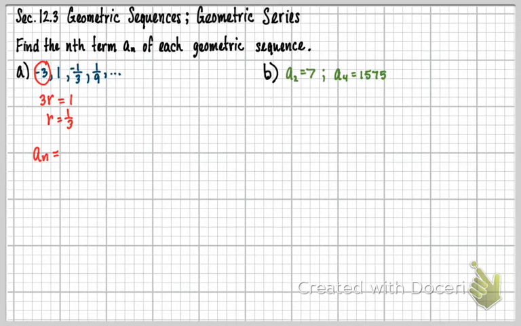Okay, so anyways, so I know I'm going to have a 3, because remember my form is a sub n equals a1 times r to the n minus 1. And this doesn't necessarily have to be an n minus 1. It could be an n, it could be an n plus 1. So just kind of be careful with that too. So there's my 3, and that's my first term. And then I'm going to have my ratio, which is 1/3.